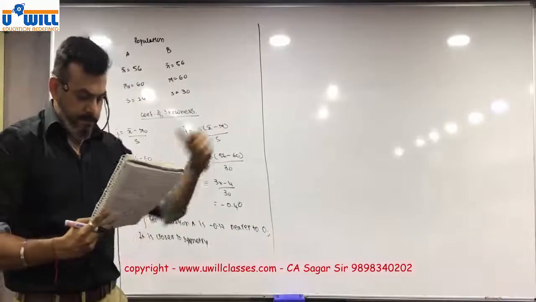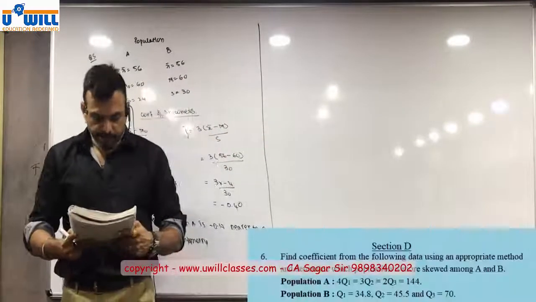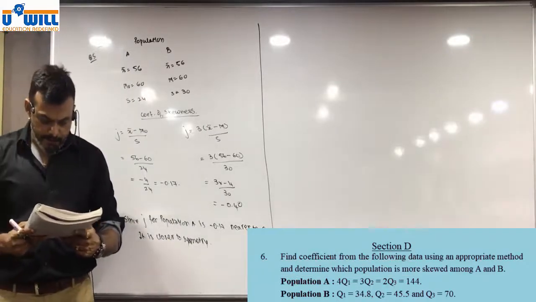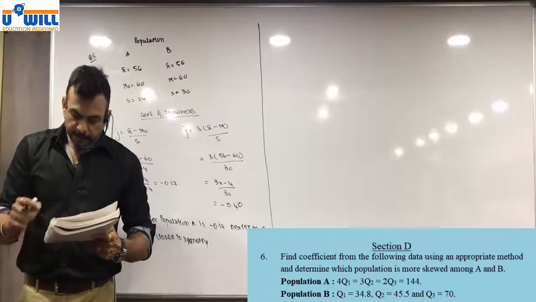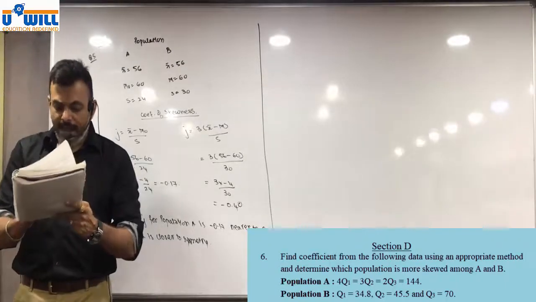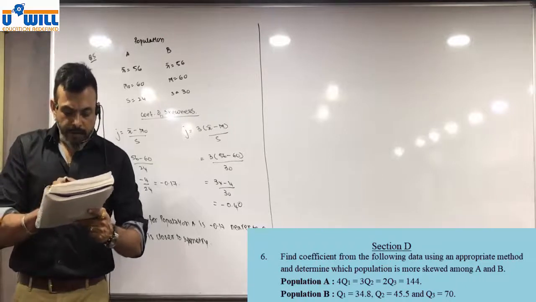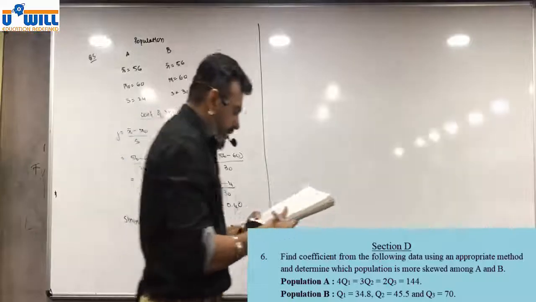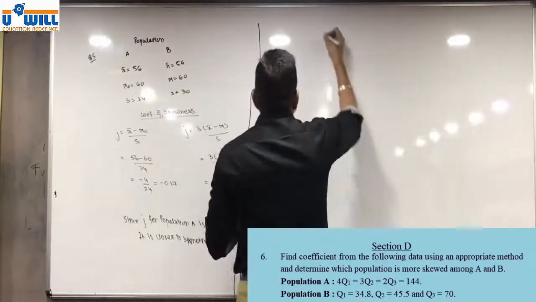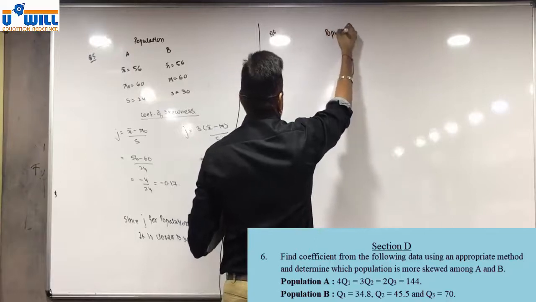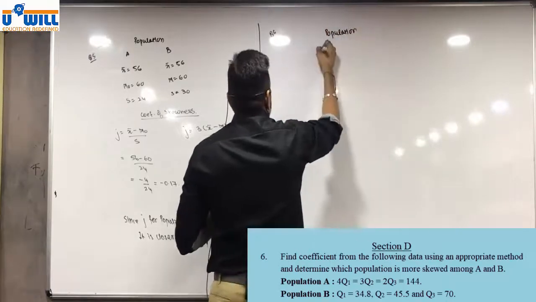Question number 6. Find the coefficient of skewness from the following data using the appropriate method and determine which population is more skewed among A and B. Now mark this, it is important. Let's write the information first. Question 6, populations A and B.